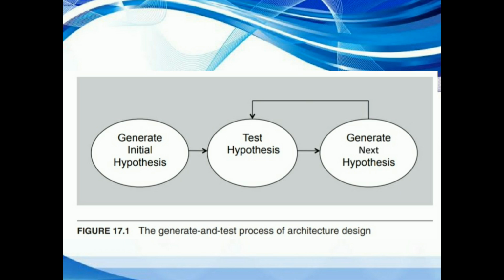The test hypothesis will test the decisions, whether the decisions are made correctly or not. If it is correct, then okay. Otherwise, if it is not correct, it will move to the next step, that is generate next hypothesis. In this step it will be improved. Then come to the next, that is generate next hypothesis. In the next hypothesis, almost all the work will be done.